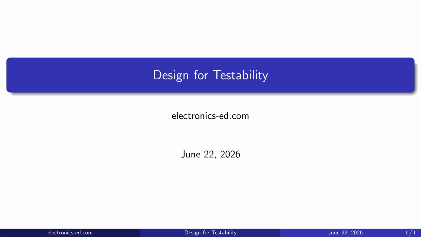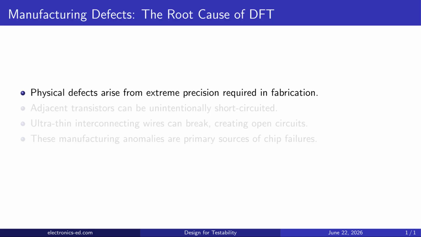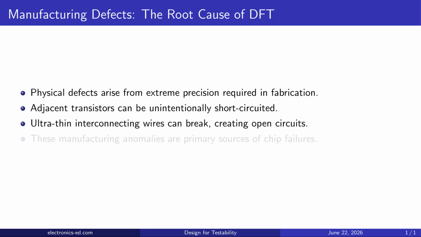Today in this video, we will learn about design for testability. Let's get started. We see that physical defects occur because fabrication demands extremely high precision. For instance, neighboring transistors might get accidentally short-circuited. Also, those ultra-thin wires can break, which leads to open circuits. These anomalies during manufacturing are the main reasons chips fail.